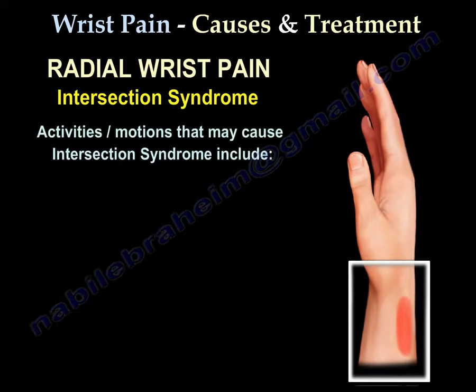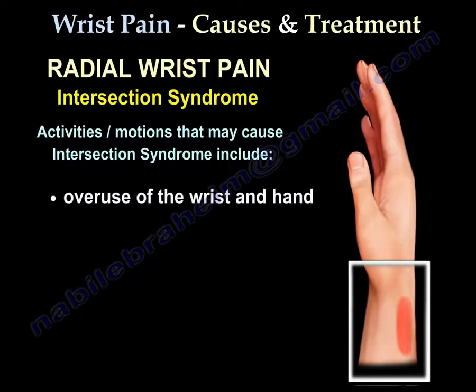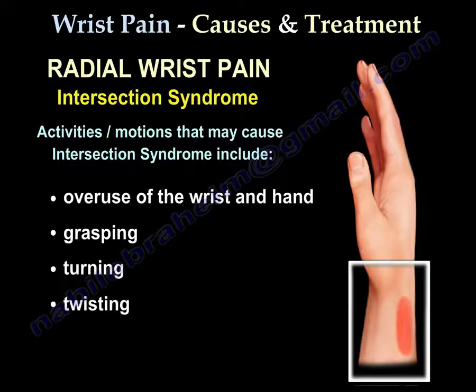Many activities will cause intersection syndrome. It includes overuse of the wrist and hand, grasping, turning, and twisting. Please note that the pain and tenderness is more proximal than in De Quervain syndrome.